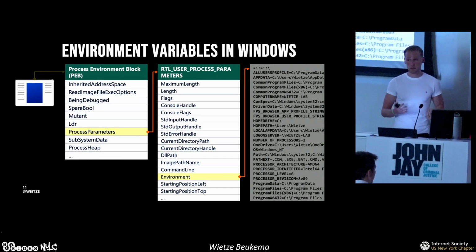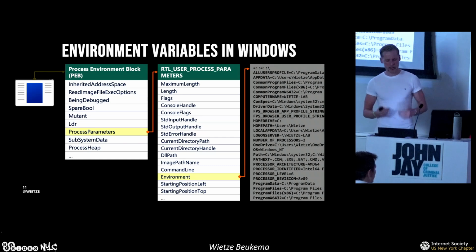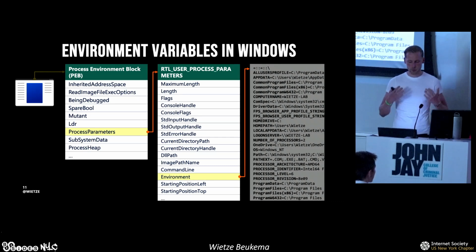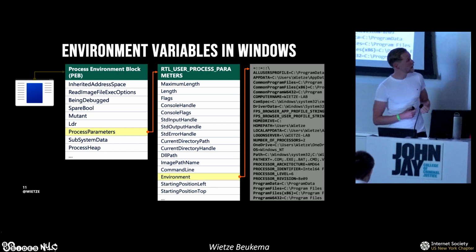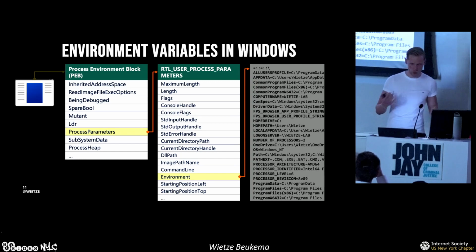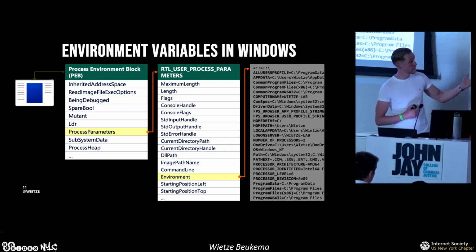If you know a bit about Windows internals, every process has a process environment block, the PEB. This contains all sorts of metadata about the process that's running. And if you look in the process parameters block, lo and behold, we see a number of interesting things there, like the command line, where the standard in and standard out go, but also the environment block. And on the right-hand side, you see what it is set to in my lab.